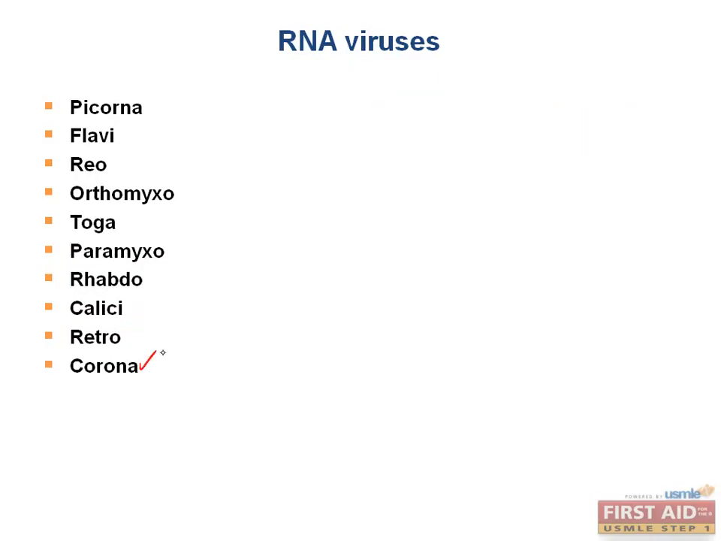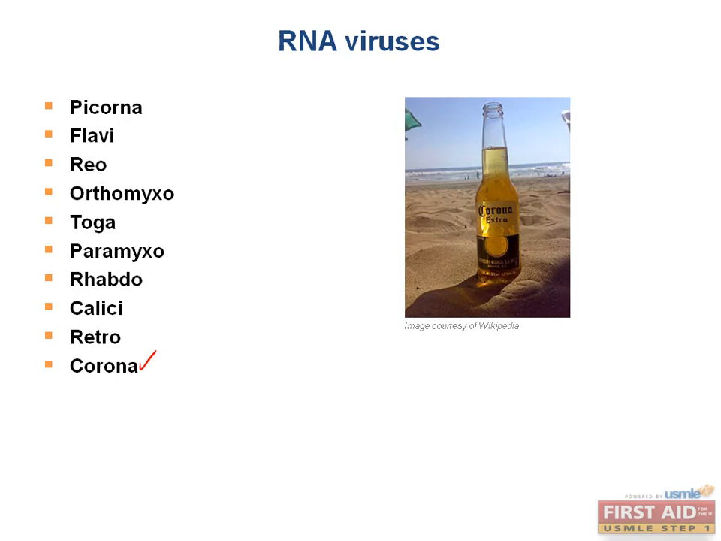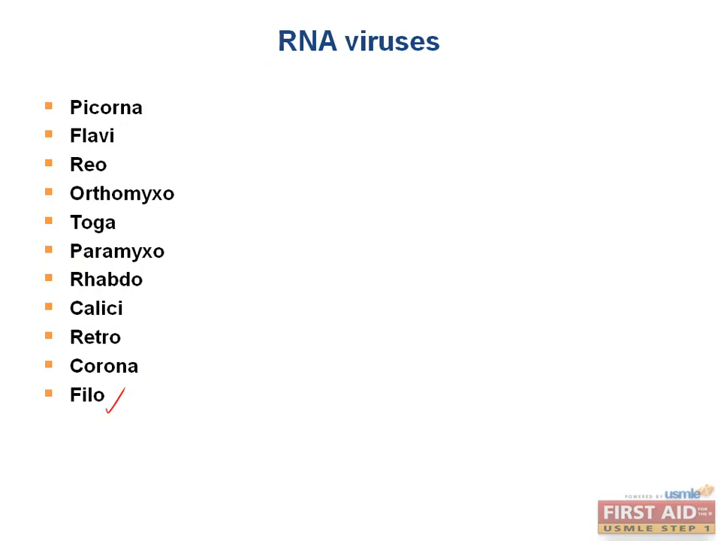Next are the coronaviruses. The outbreak of SARS a few years ago was actually a coronavirus. It is a cause of the common cold. This is probably the last thing you want to drink when you have a cold. The filoviruses include Ebola and Marburg. These are often fatal and usually seen in Africa. They cause a hemorrhagic fever.